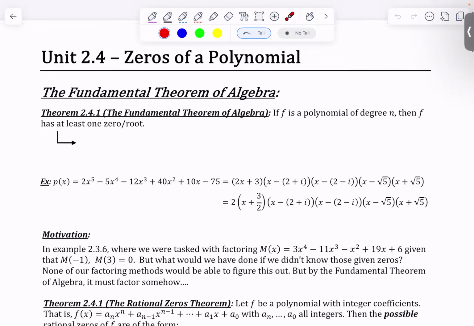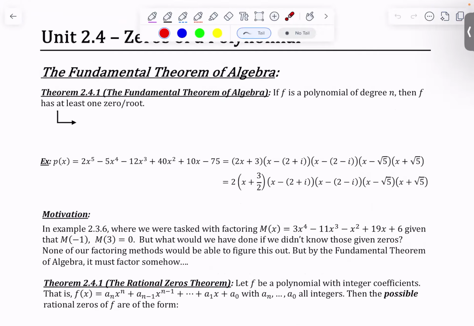Guy was crazy. And his theorem said that if f is a polynomial of degree n, then it has at least one zero or root. Amazing, right? Wait, where's my note? I forget what I wrote here. There it is. Okay, cool. That is the theorem, but the corollary, the result, is far more important.